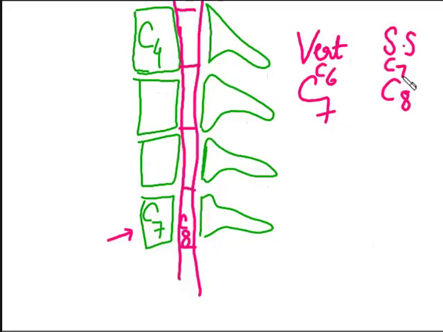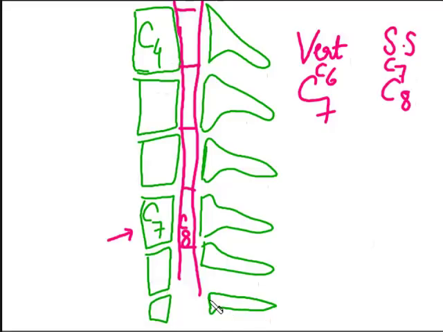So now when we go down, let's say now we have the thoracic vertebrae. So you come down this way, and then you have your spinal cord too.